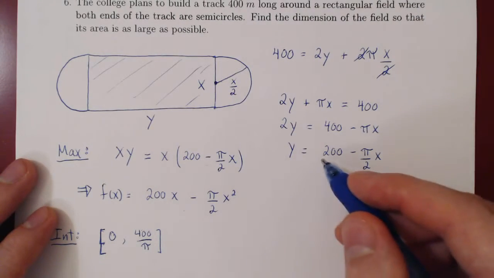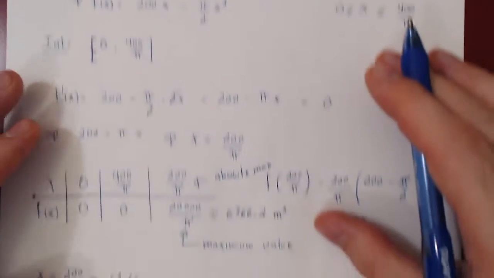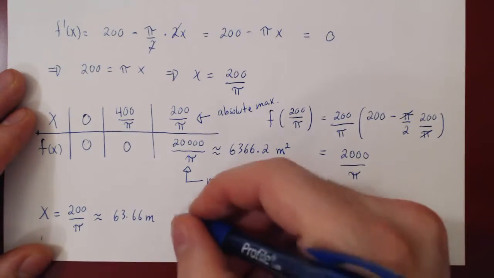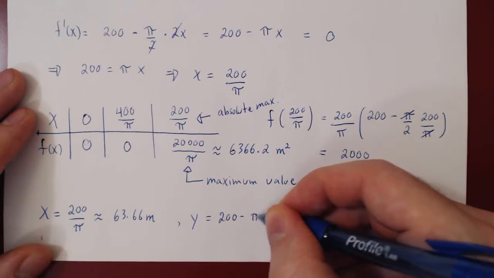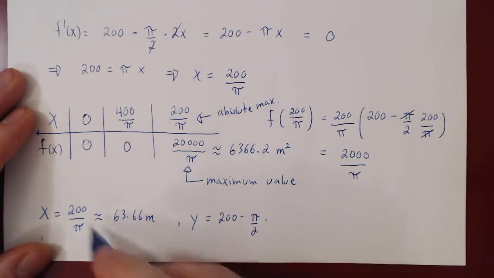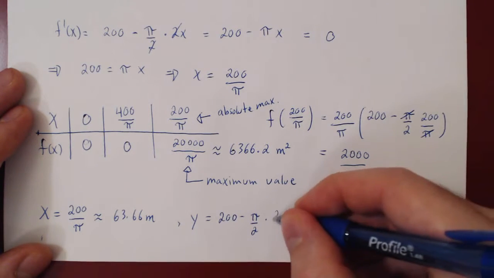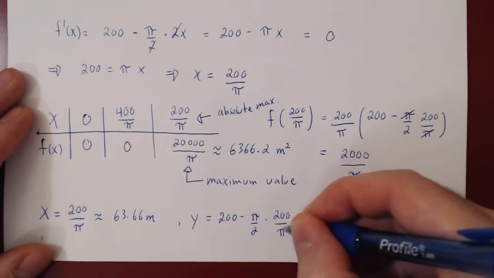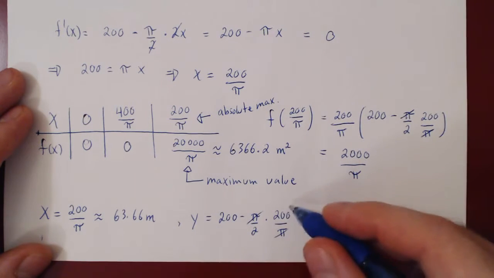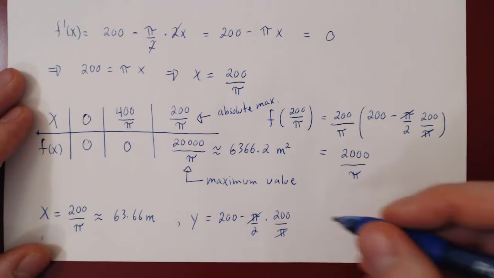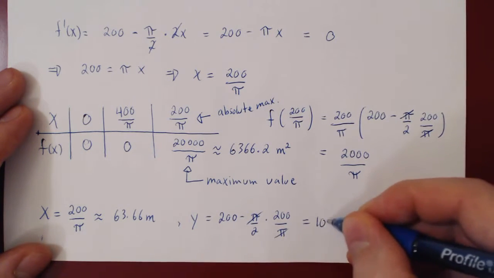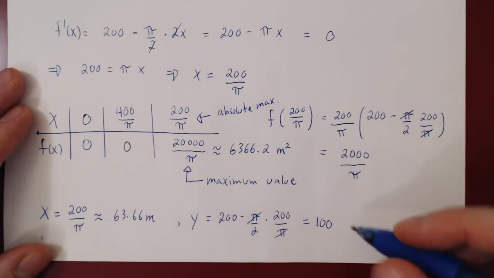And y was 200 minus pi over 2 times x. So let's see. y was equal to 200 minus pi over 2 times x, which is 200 over pi. Pi over pi cancels. 200 over 2 is 100. 200 minus 100 is simply 100. So the length of the field is exactly 100 meters.